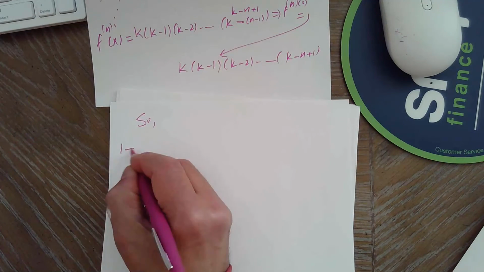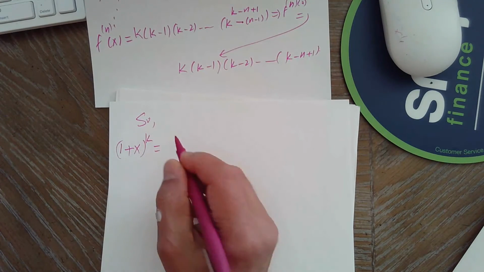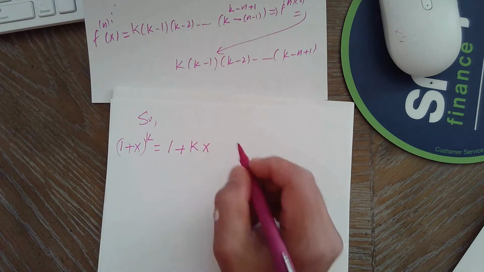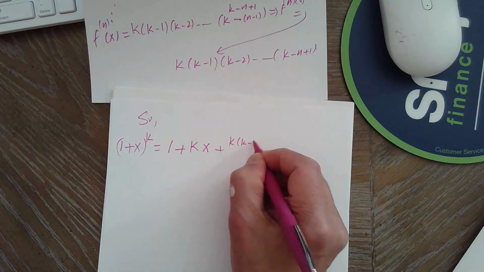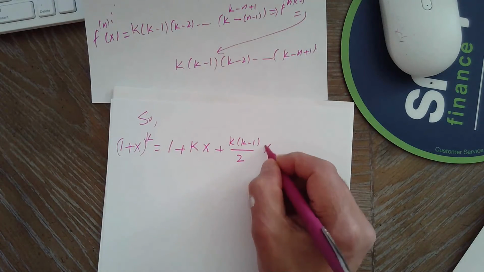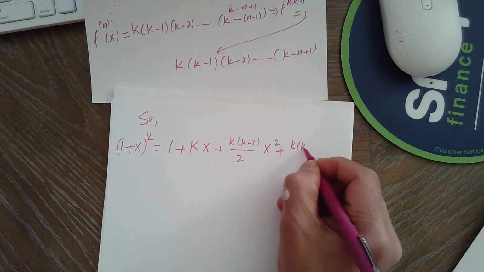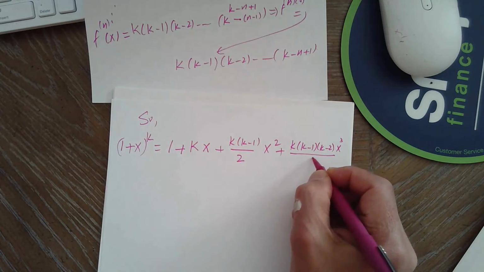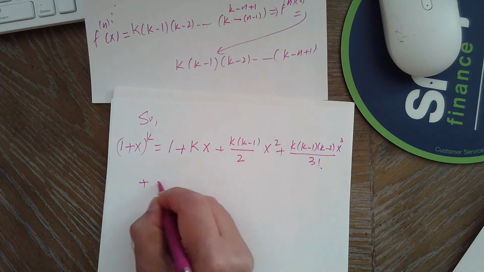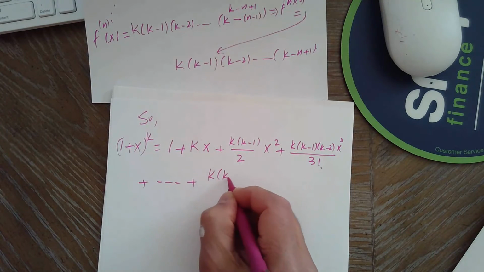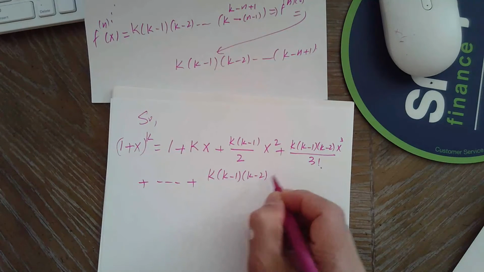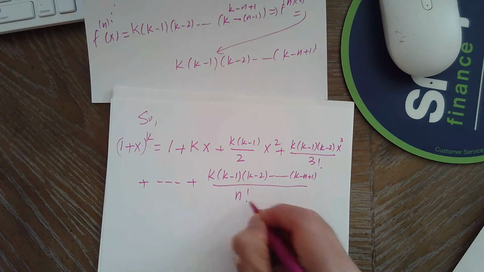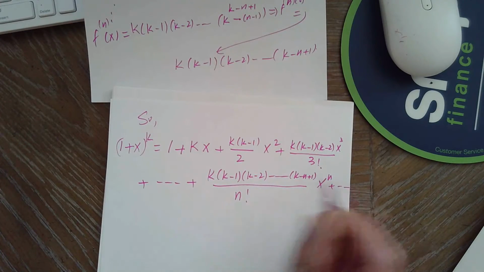So 1 plus x to the k is f of 0, which is 1, plus f prime of 0 times x, which is kx, and then k times k minus 1 over 2 factorial x squared, k times k minus 1 times k minus 2 times x cubed over 3 factorial, plus k times k minus 1 times k minus 2 up to k minus n plus 1 over n factorial times x to the n, and so on.